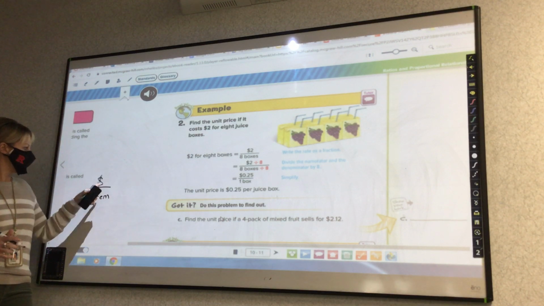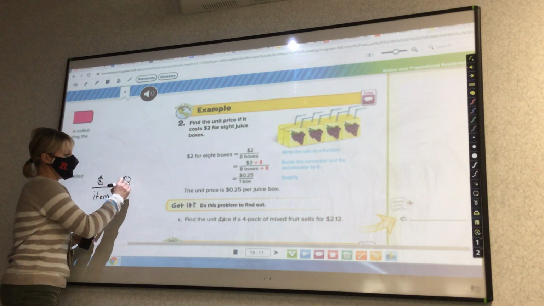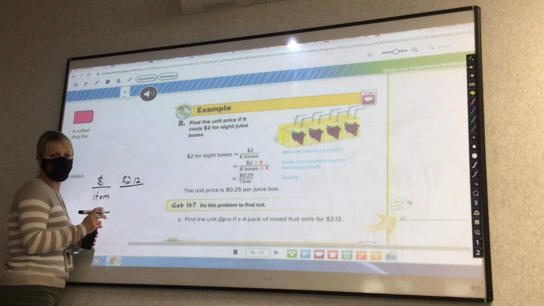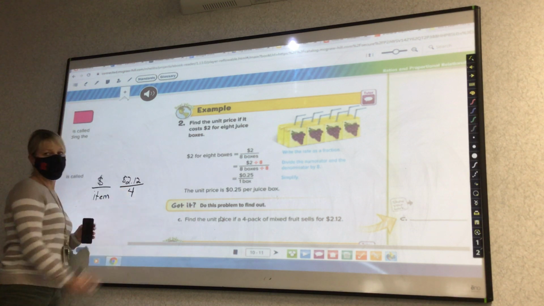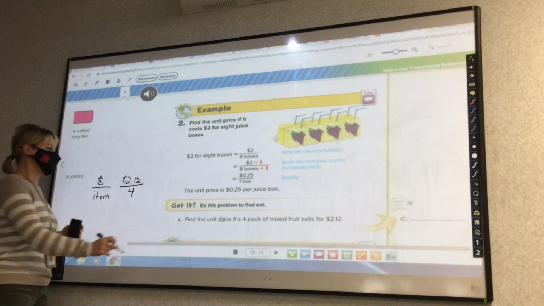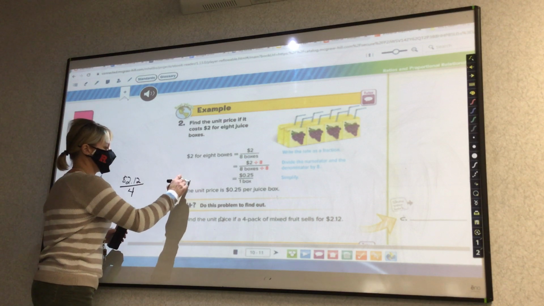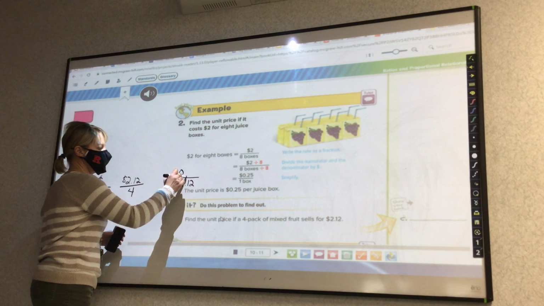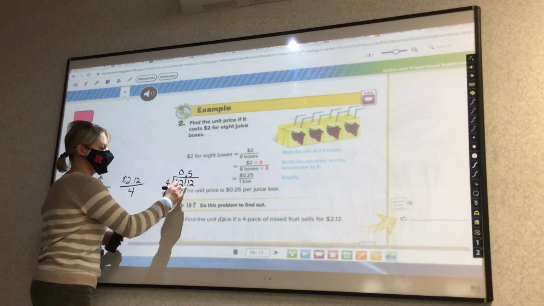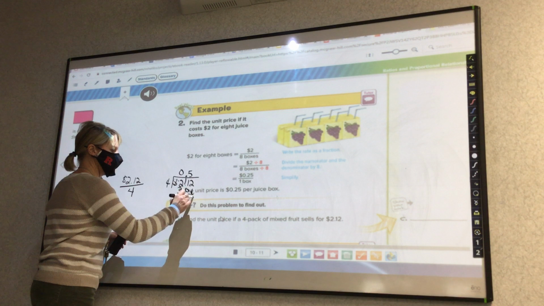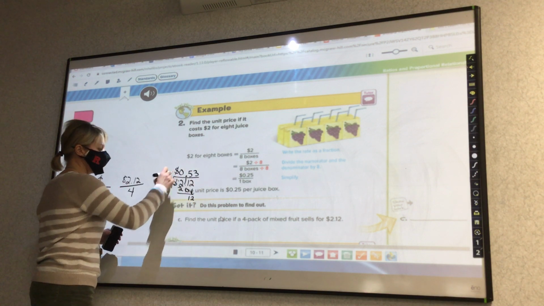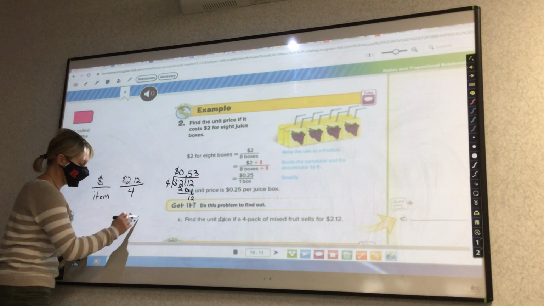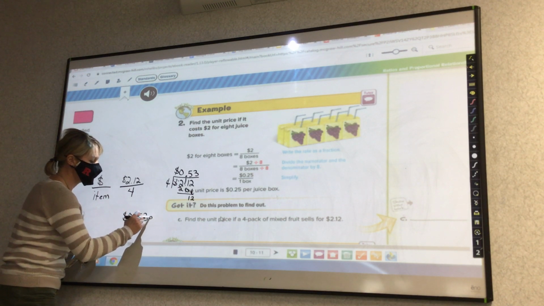Okay. So then I put in $2.12 for how many are in the pack? 4. How many items? So 4 would be on the bottom. So then I take $2.12 divided by 4. 4 doesn't go into 2. 5 times. 3. So it's 3 times. So I would say find the unit price. The unit price is 53 cents.